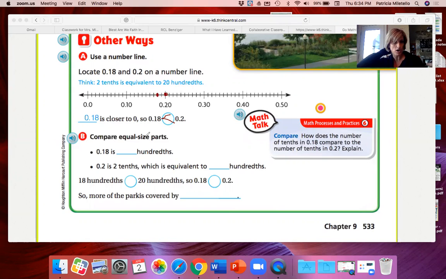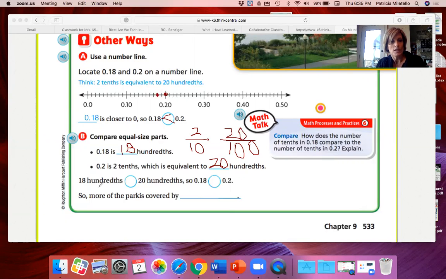So compare equal sized parts. 0.18 is equal to 18/100ths. 2/10 is equivalent to 20/100ths, right? If we were finding equivalent fractions and we had 2/10, we could find an equivalent fraction with 100 by multiplying the 10 and the 2 both by 10, and that would give us 20/100ths, okay? So that's 20/100ths up here.